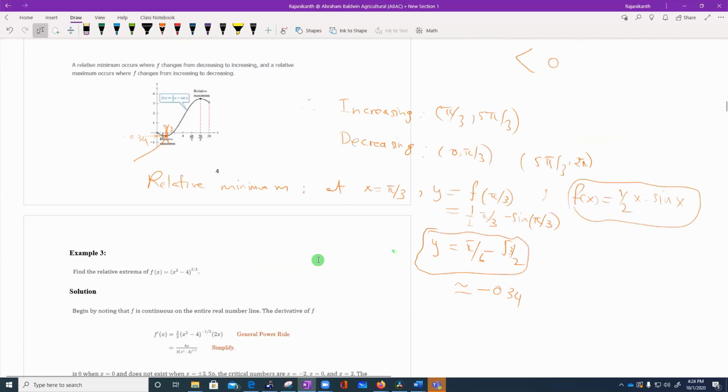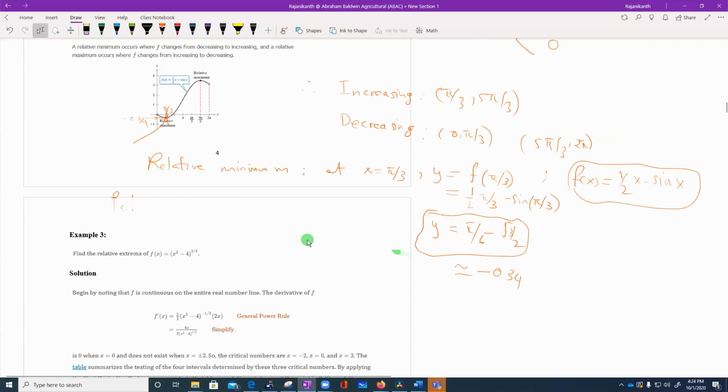If you plug that value into the function, you will get the relative maximum. Remember you have to find that value. So the relative maximum is at x equals 5 pi over 3. What is that value? The value y is f of 5 pi over 3. Again, take the function and plug in 5 pi over 3. So you will get half times 5 pi over 3 minus sine 5 pi over 3.